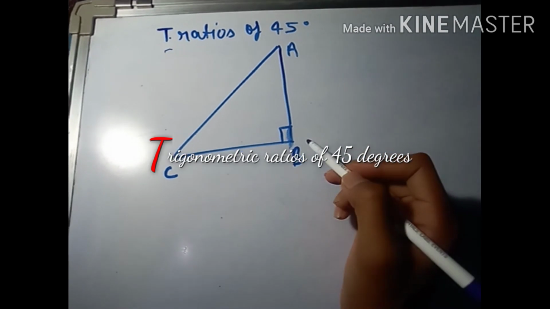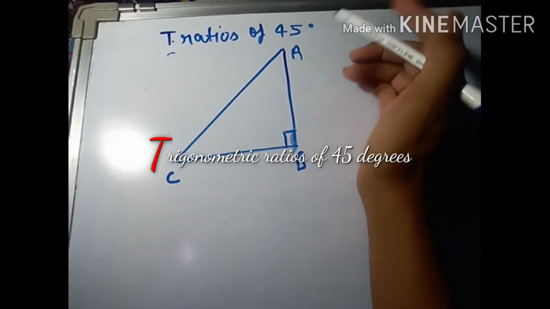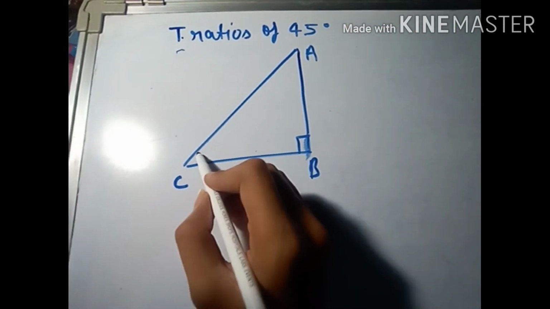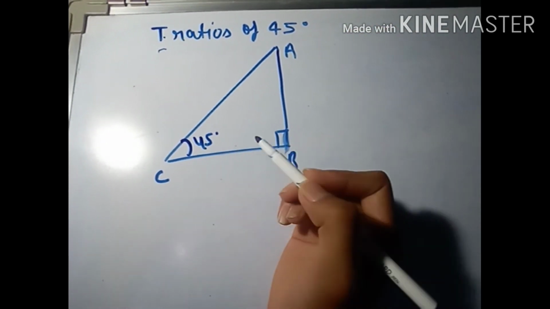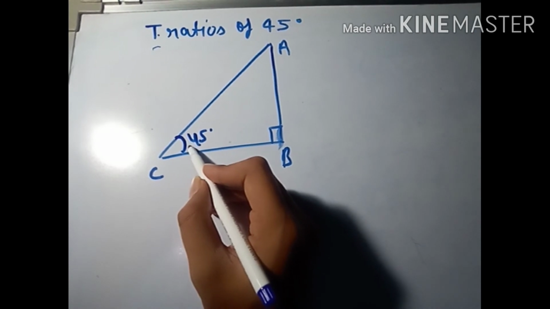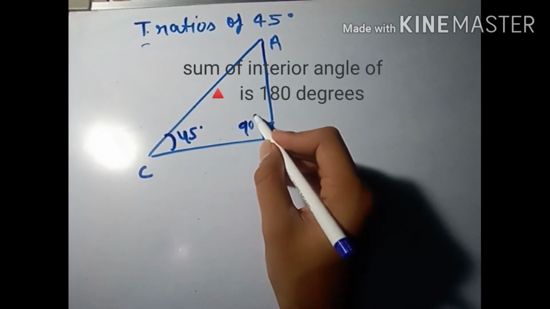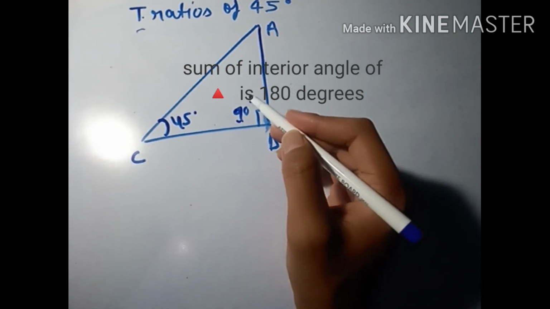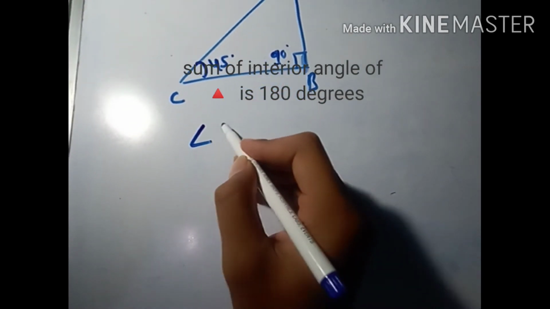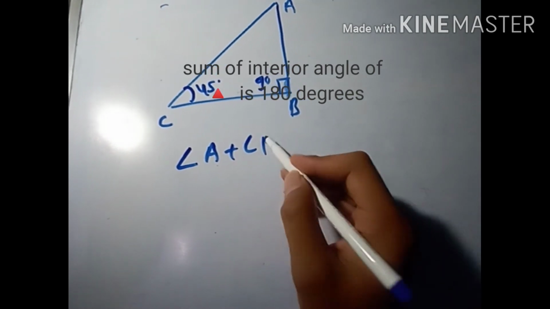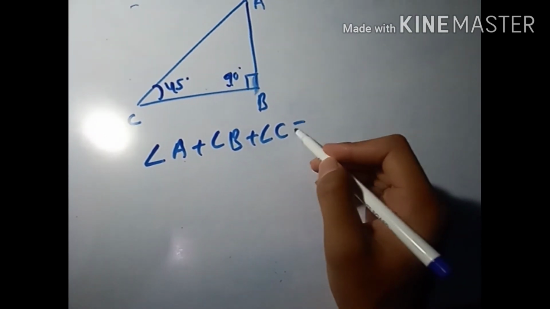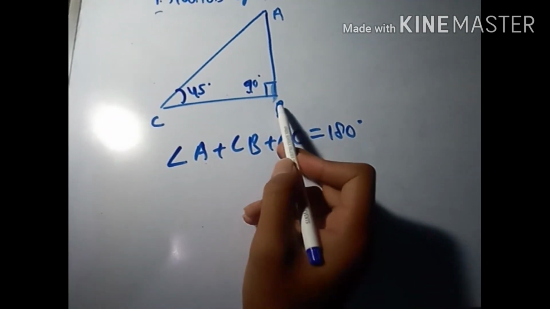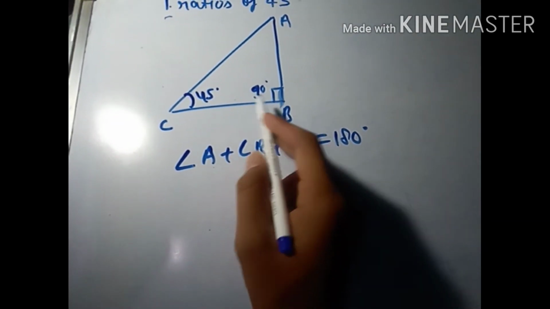Now the challenge is we have to make an angle which is equal to 45 degree. So let us make it 45 degree. As we make it 45 degree and this is 90 degree, according to the sum of interior angles of a triangle, you can see here angle A plus angle B plus angle C is equal to 180 degree. Understand? Now put the values of angle B and angle C.